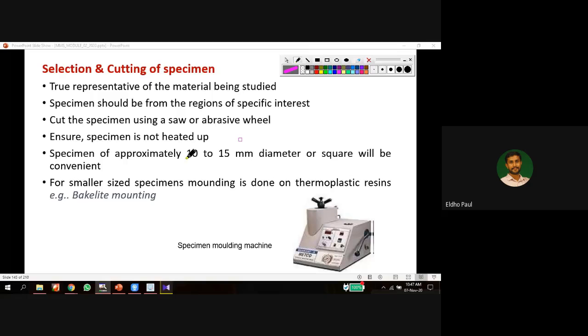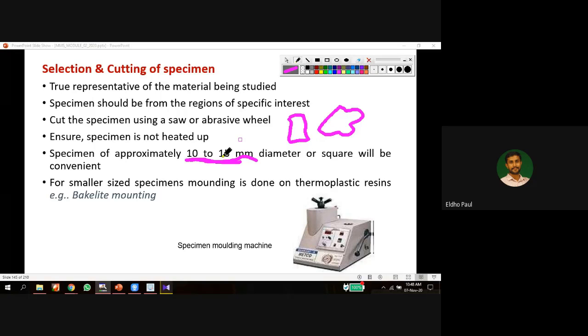And we take a 10 mm to 15 mm size, diameter or square, specimen for testing. It's a very small testing piece, 10 mm to 15 mm only for the specimen. This is actually not a standard size. We can take any size, and we can take any shape for the specimen. It depends upon the process which is used.